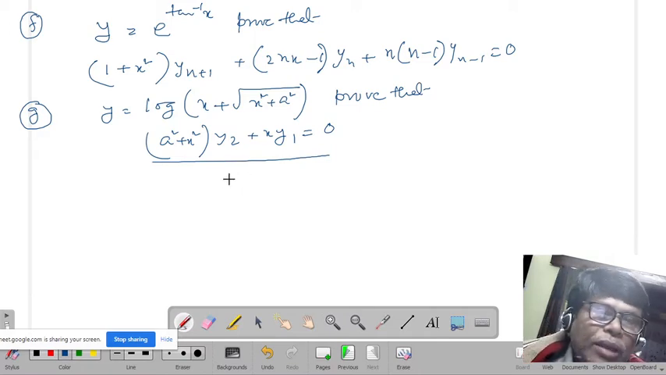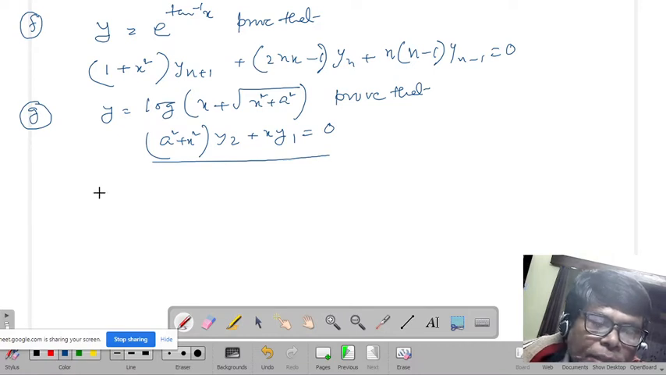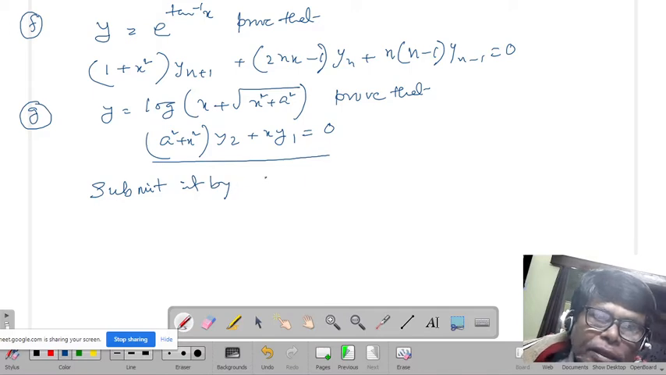So these 5 to 7 sums are your assignment, total assignment 4. You try it, take 7 days time, and submit it by next Monday. Yes, next Monday. What is the date?